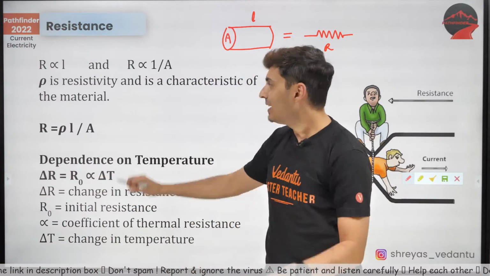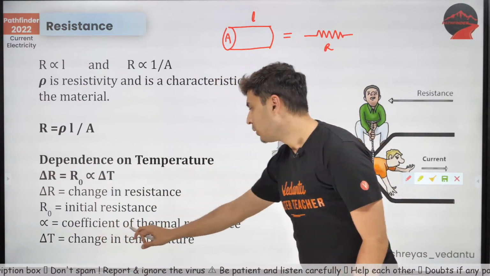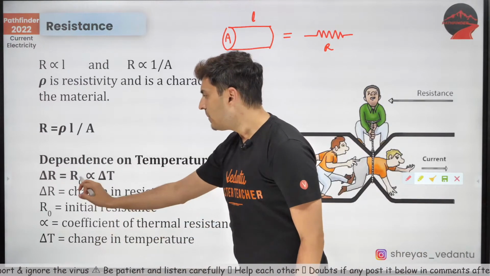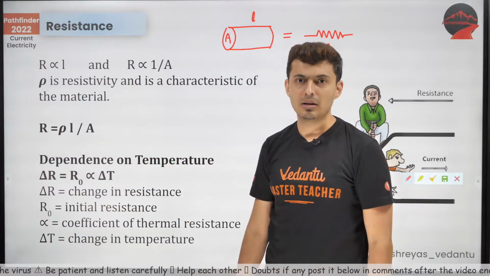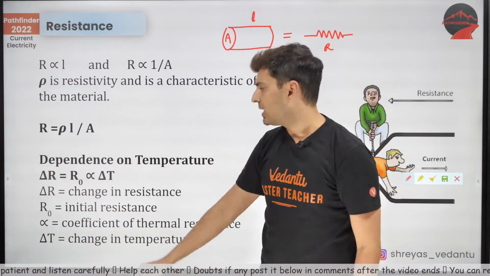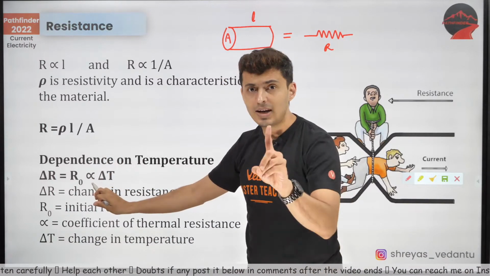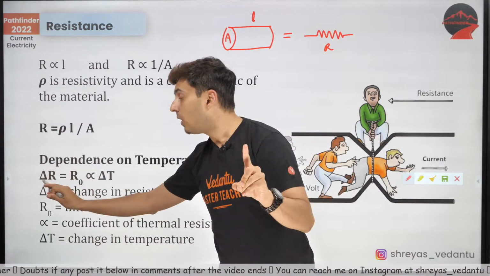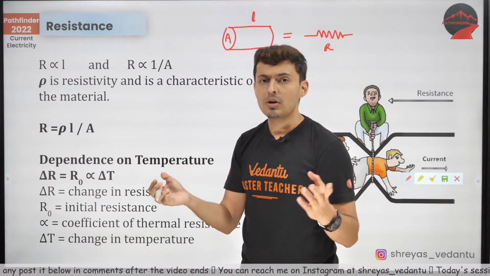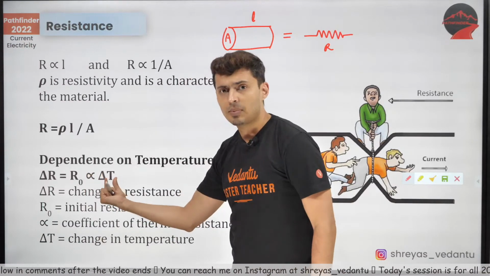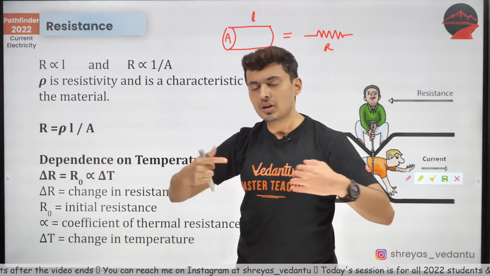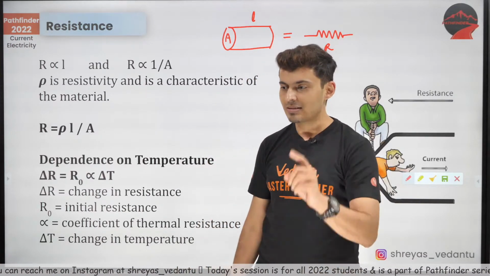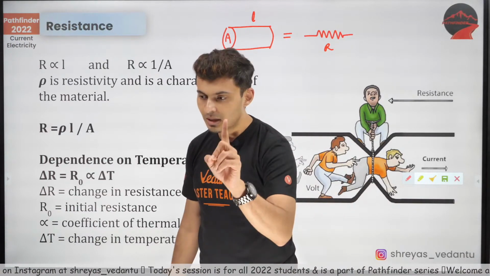What is alpha? Alpha is again dependent on the material. Coefficient of thermal resistance. Very important. Imagine if some material has a large value of alpha. It means if alpha is large, the temperature change will cause a lot of change in the resistance. So when alpha is large and you change the temperature, delta R will change significantly. That means it is very sensitive to temperature. Is that clear? Everyone?